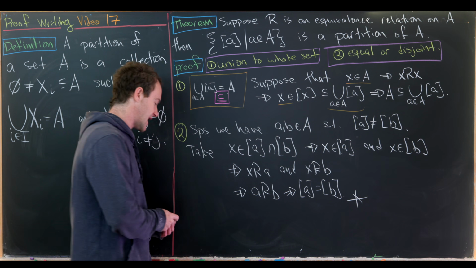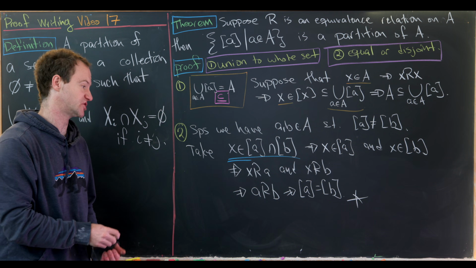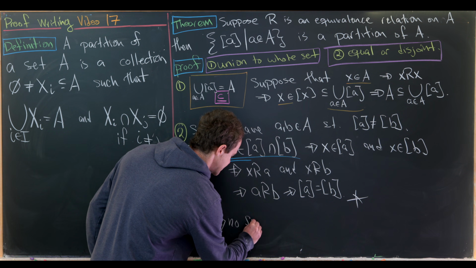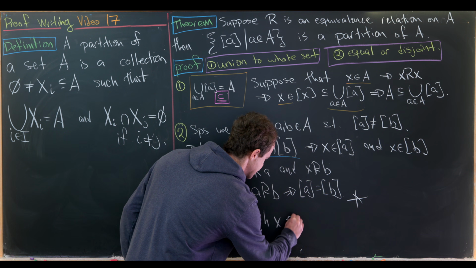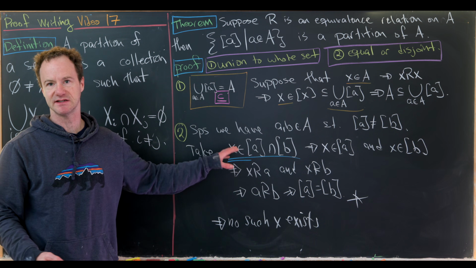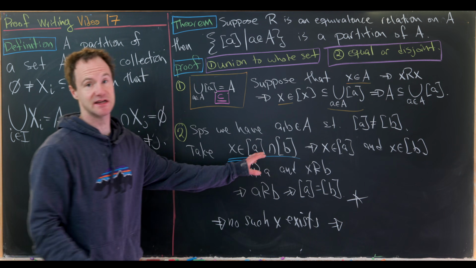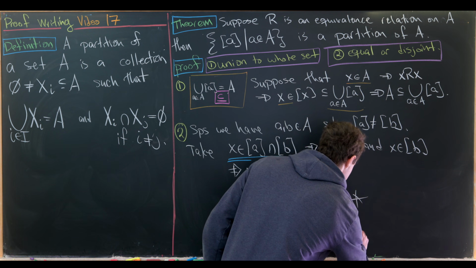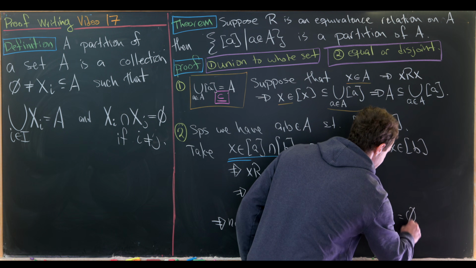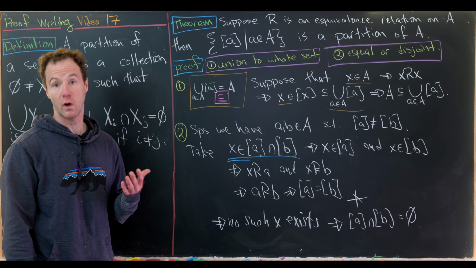So that means that it must in fact be impossible to choose such an X. So let's point that out here. No such X exists. But the only rule that X satisfies is it's in this intersection. But if there is no such X in the intersection, then that means that this intersection is indeed empty. But that's exactly what we needed to do. Okay, so let's finish with one more thing.